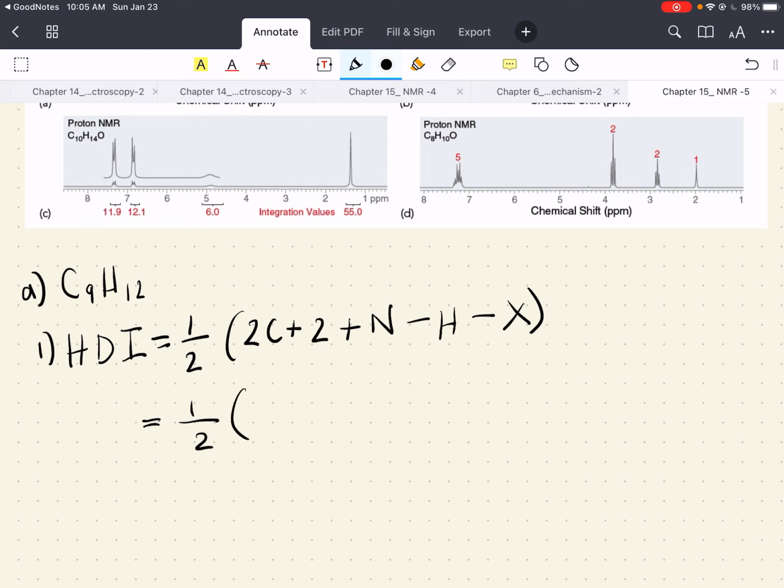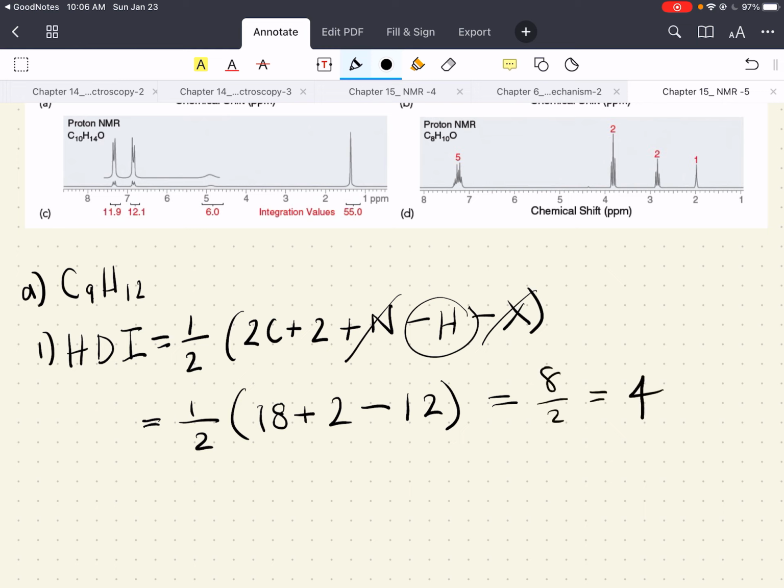We have only 9 carbons, so 2 times 9 is 18, sorry. Plus 2. We have no nitrogens, we have no halogens, but we have 12 hydrogens, so minus 12. So that's 20 minus 12, that's 8. 8 over 2 is 4. Fantastic. A hydrogen deficiency index of 4 tells us that we have an aromatic ring. That is so important. We have some sort of aromatic ring.